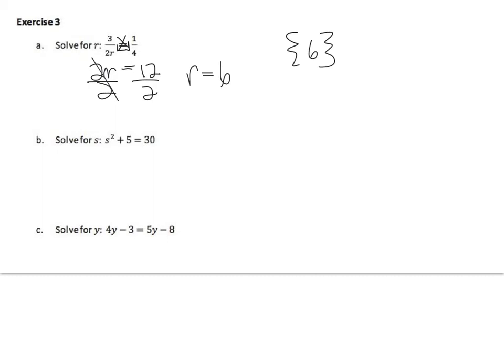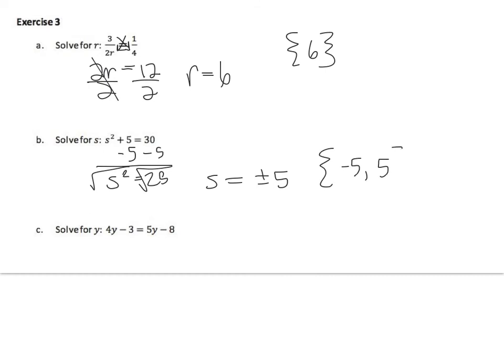Right, this next one, I get that variable by itself, so I'm going to subtract 5 from both sides, and I'm left with s squared equals 25. I take the square root of both sides, and I get s equals positive or negative 5. And my solution set looks just like that.